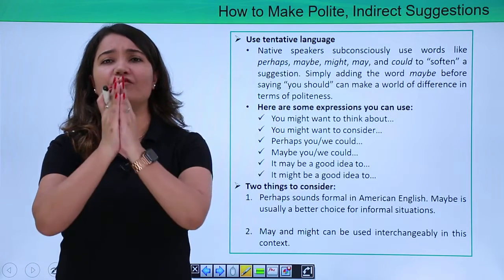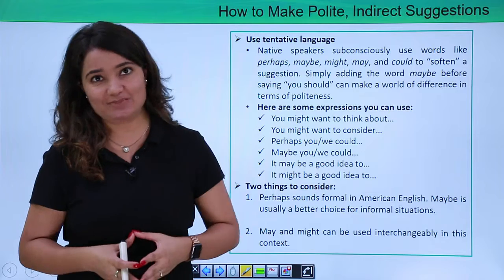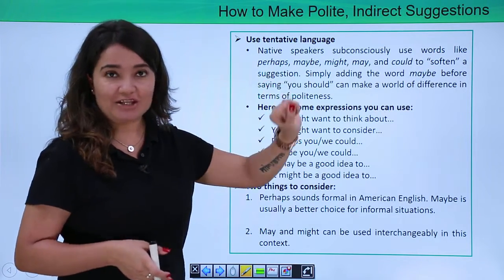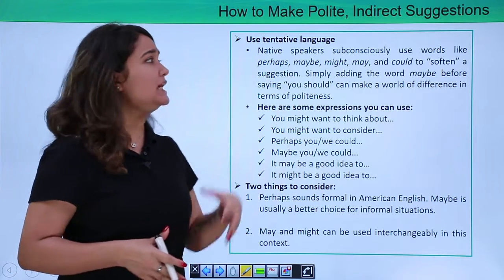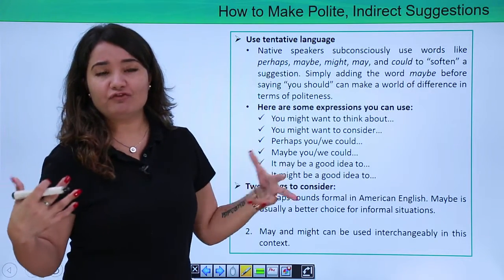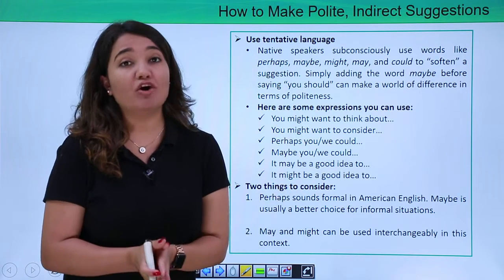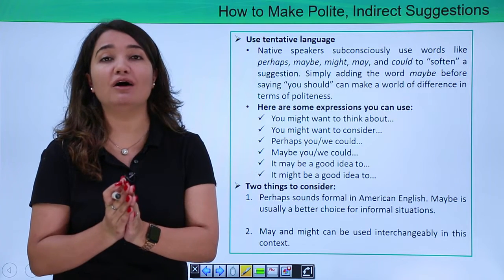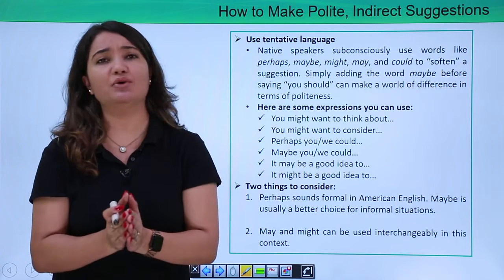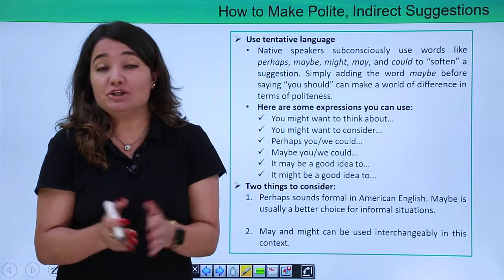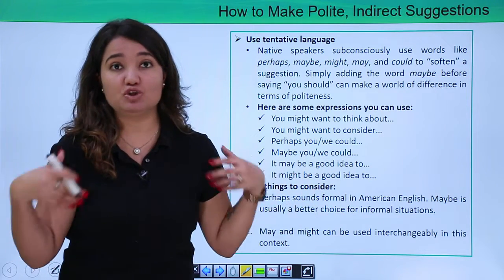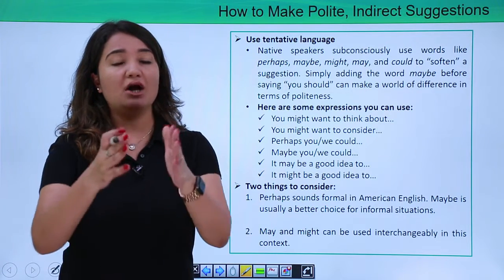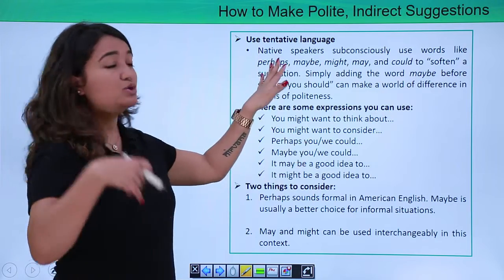Okay, a very important aspect of making a polite suggestion is to use tentative language. Now, what is tentative language? Well, it involves usage of words which soften the way in which you present any suggestion or idea that you really feel should get implemented. How do you make such suggestions? So the first thing is to use tentative language.